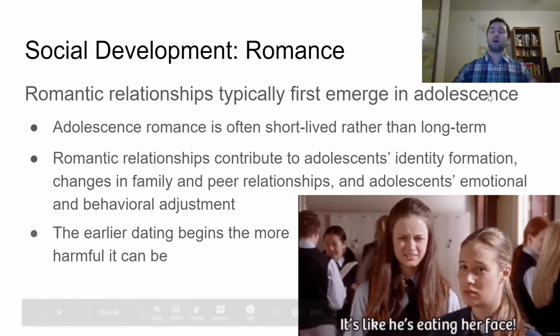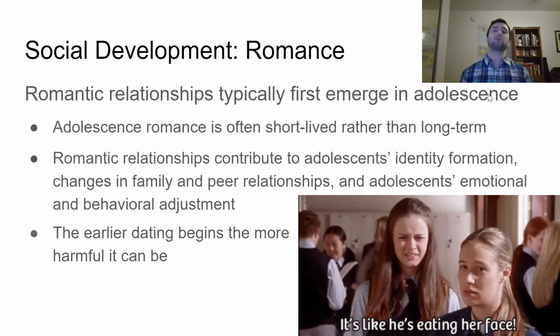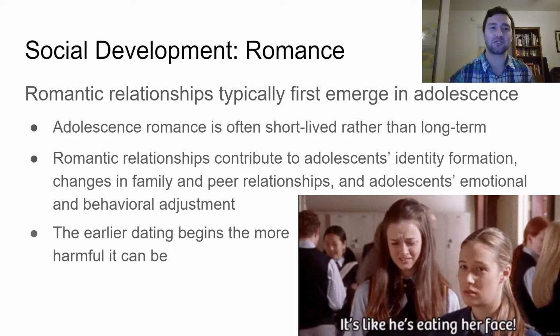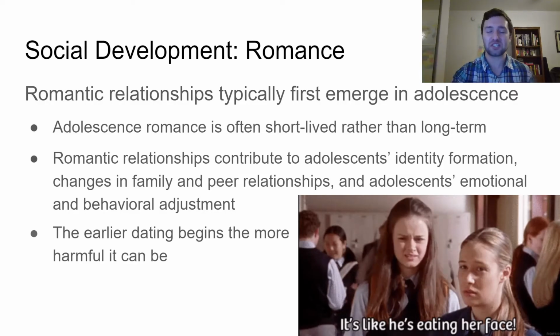That gets us to romance. So romantic relationships are really going to first start emerging in adolescence, right? Like you may have heard, sometimes little kids in elementary school will say, oh, I have a girlfriend or a boyfriend, but that's not a real romantic relationship, right? They're not actually having a relationship. Adolescence is where we first begin to see real romantic relationships, where they're first emerging. Now, generally speaking, romance in adolescence is going to be short-lived rather than long-term.